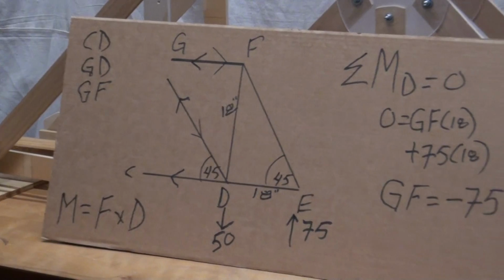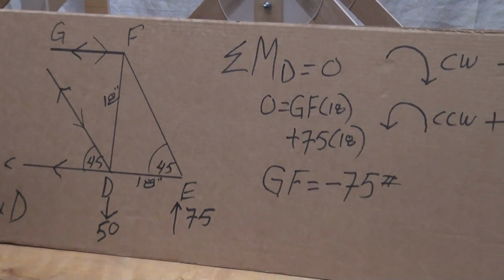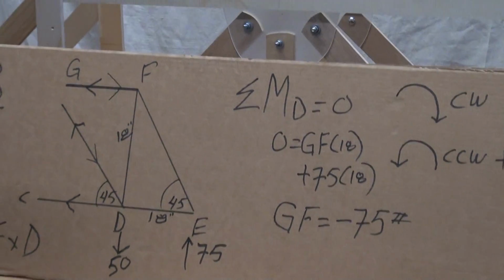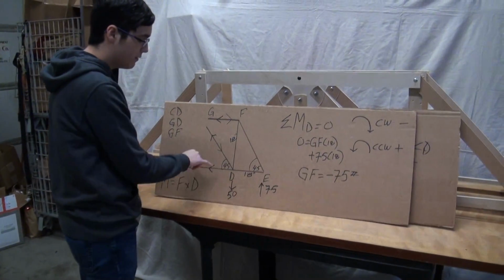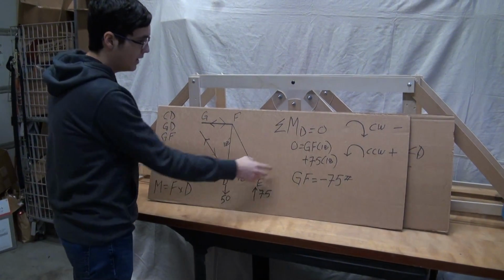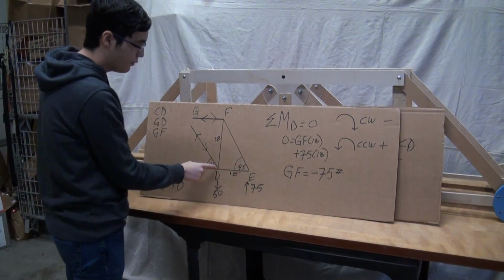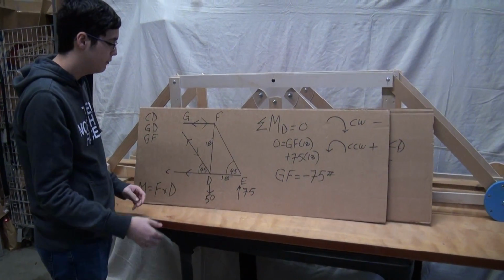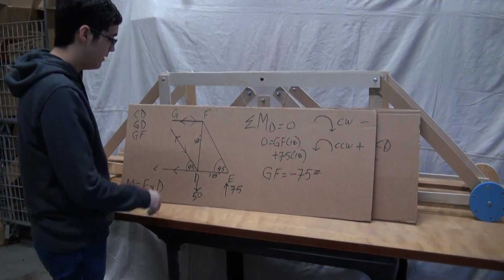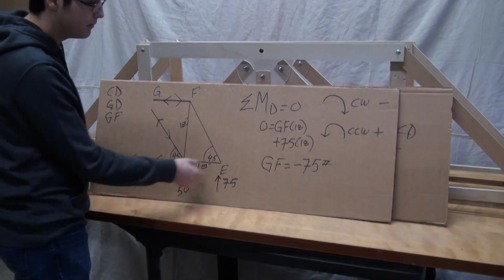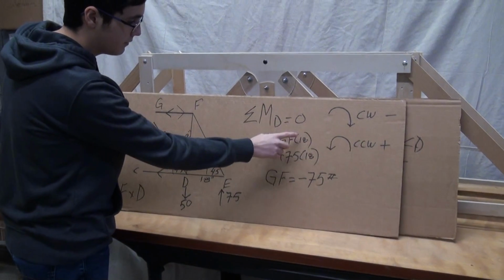Yep. Okay, so the sum of the moments at D is 0. What does that mean? Well, the sum of the moments is every moment acting on point D, and we assume it's equal to 0 because point D is not moving whatsoever. Nothing's moving, so that means it's in equilibrium. And because it's in equilibrium, the sum of the moments is 0.